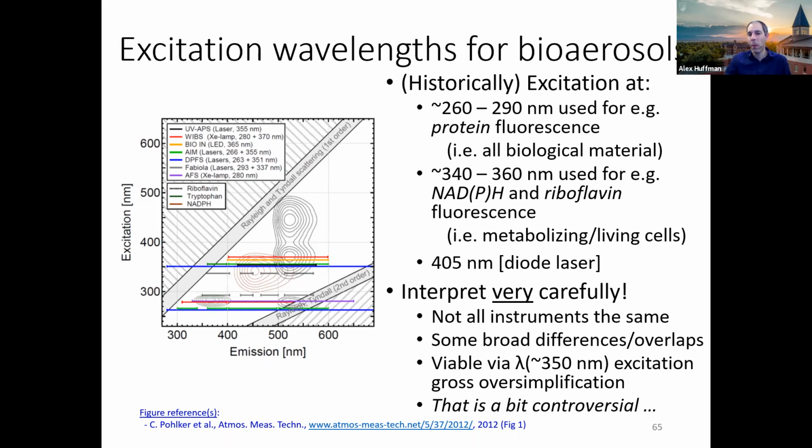Originally, it was meant to pick up cells that are metabolizing, because these are cell metabolites that go away after the cell is no longer metabolizing. It's not nearly as simple as that. It's much more complicated, but by putting together a sequence of excitation wavelengths, you can start to differentiate between different cell types and different biological particles. And so not all instruments are the same. That's important to know. But there are some broad differences, broad overlaps.